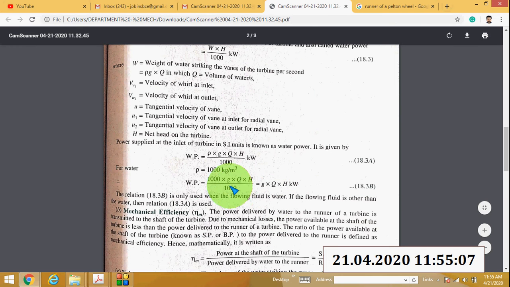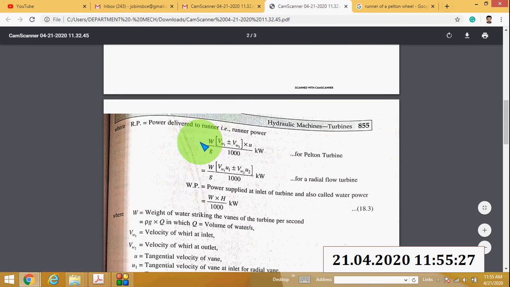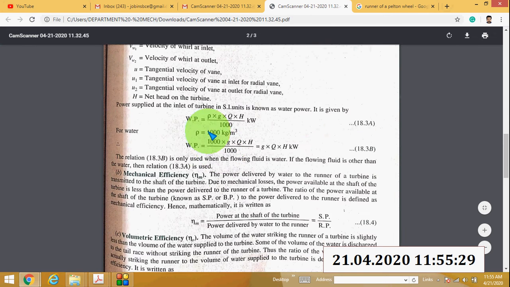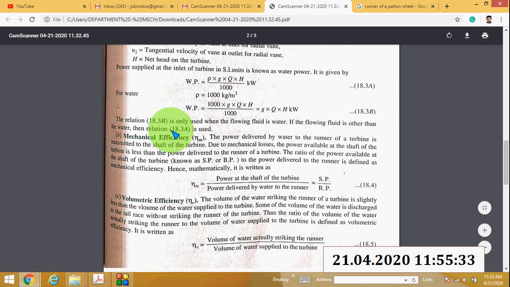Okay. So if the flowing fluid is water, then we are using this equation 18.3b, because rho is 1000. If the flowing fluid is other than water, then we are using the equation of water power, rho g Q H by 1000. Okay, so this is important. Just see the equation of runner power and the equation of water power.